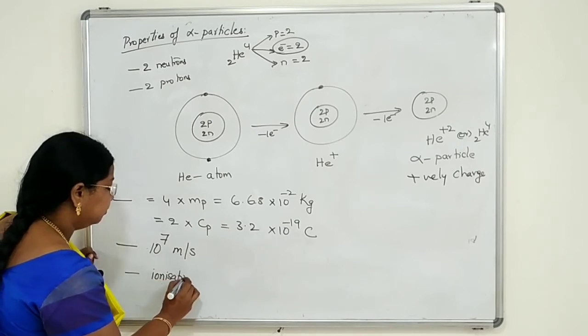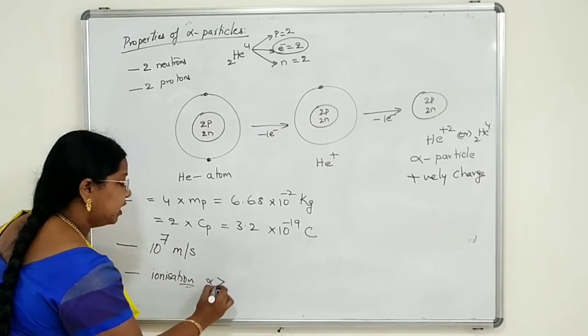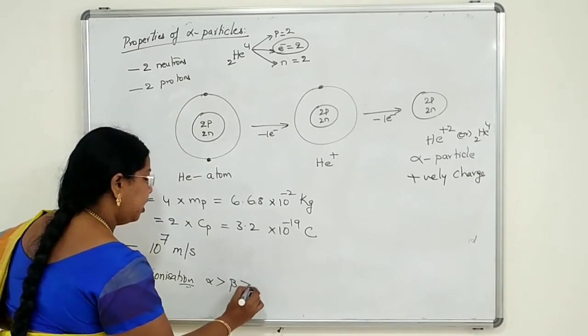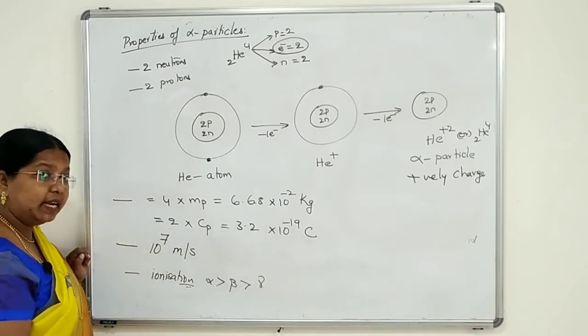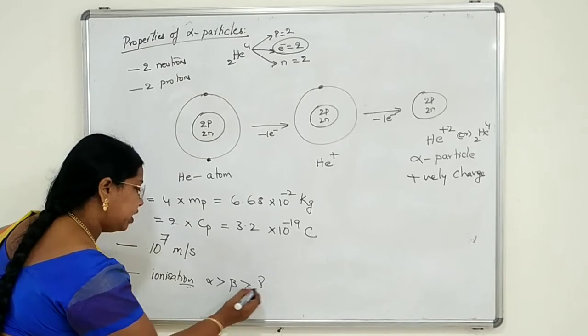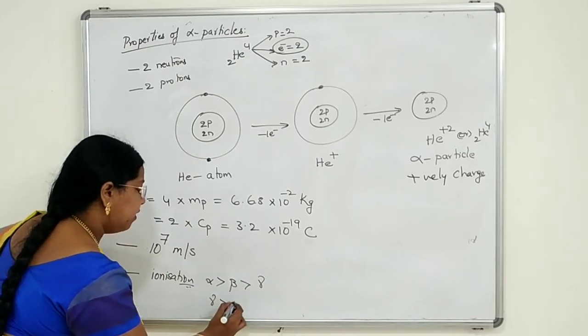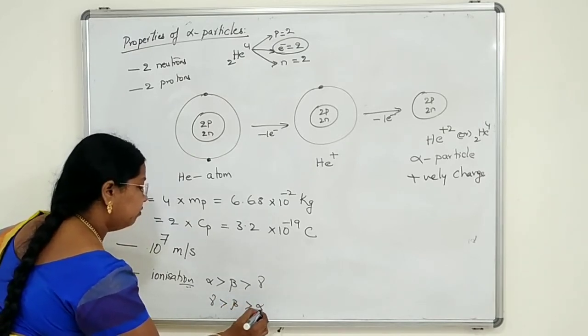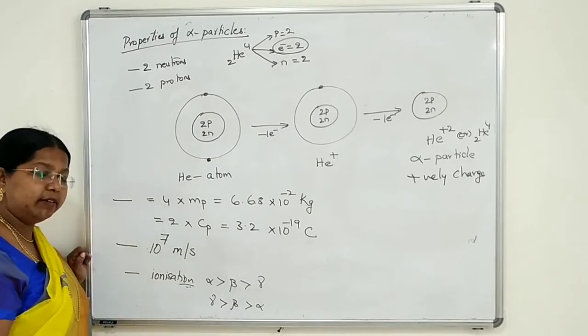Ionization. Alpha is having more than beta than gamma. Penetrating, less penetrating when compared with these two. Gamma is having more than beta than alpha. Alpha is having less penetrating power.